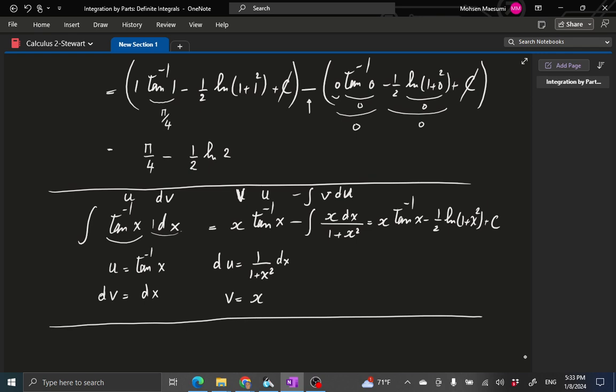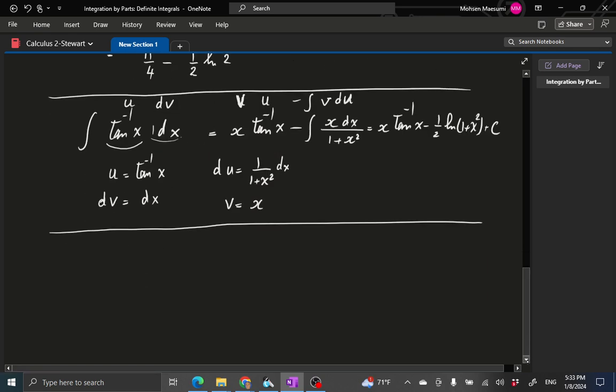Just make sure you get used to both of them, because your instructor could be using one or the other, and you have your choices in any of these cases. Okay, so that was a simple practice. Let's go ahead and do another one of these problems.